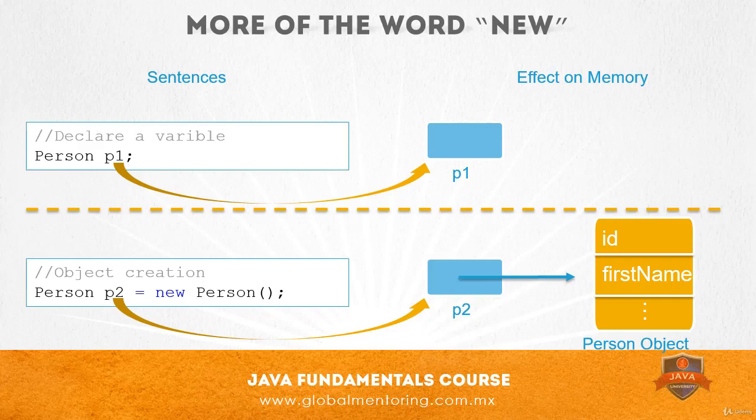In conclusion, a class defines a new type, and an object is an instance of this new type that has already been created previously. We can create as many objects as we need, this with the help of the word new.